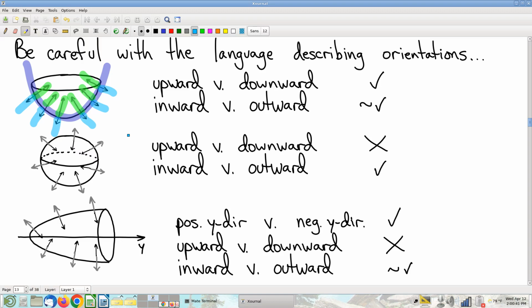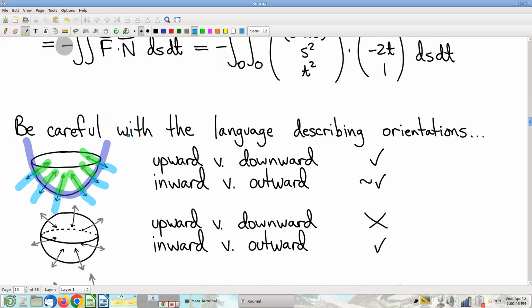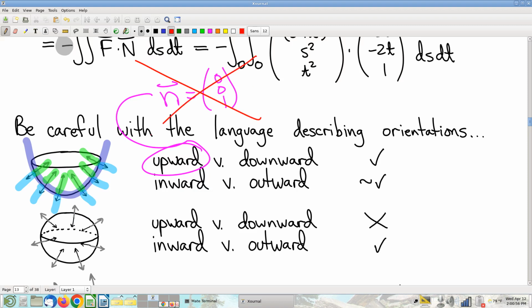So the big mistake I want to warn y'all off of is some people will see this term here. They'll see upward, and then they'll instantly write down n equals (0, 0, 1). And it's very important to recognize that is wrong. That is complete nonsense. That is not at all what that means. When you have a surface described as oriented upward, it does not mean that this is your unit normal vector.